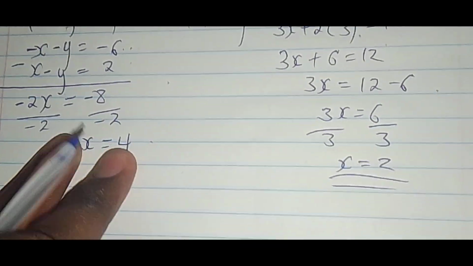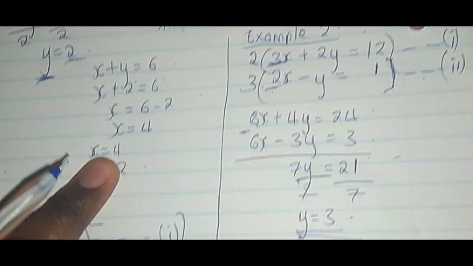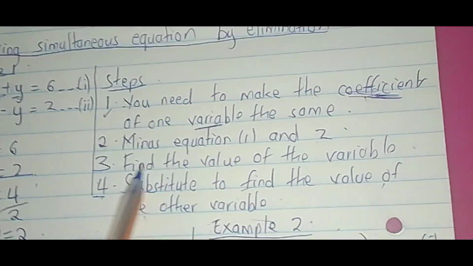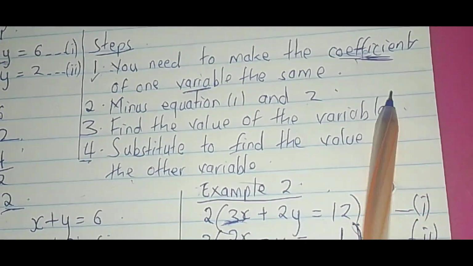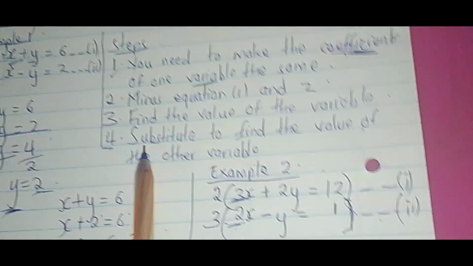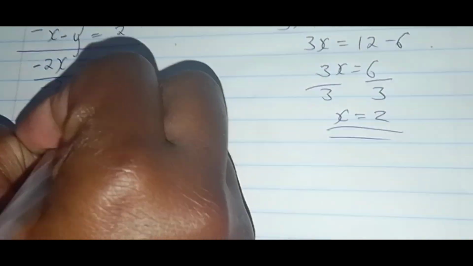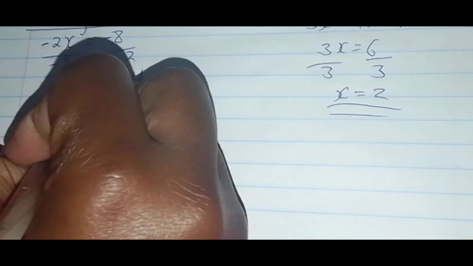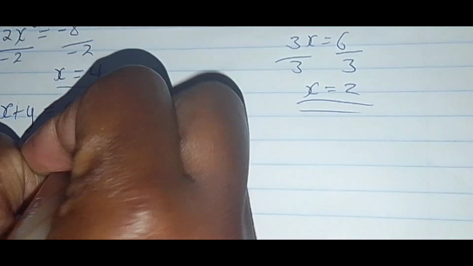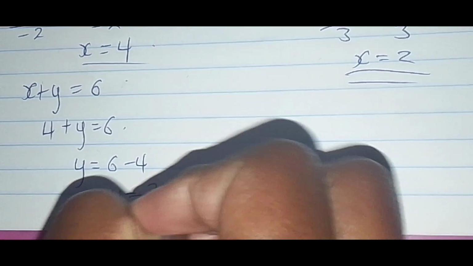As you can see, this value is the same as what we got in our first example. So for our third step, find the value of the variable. We have already found the value of our x variable. Substitute to find the value of the other variable. We take any equation, x plus y is equal to 6. Where there is x, we put 4. 4 plus y is equal to 6. Y is equal to 6 minus 4. Y is equal to 2.